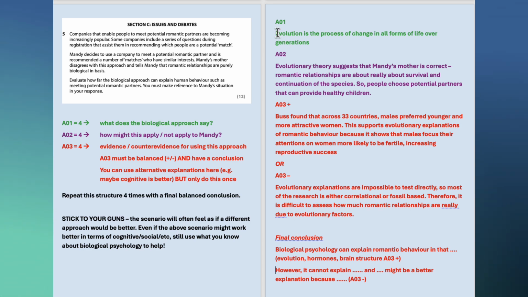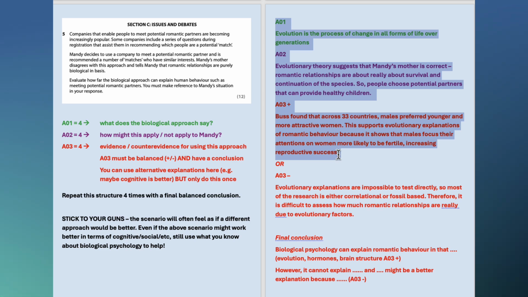So you would repeat this section, either with an AO3 positive or an AO3 negative, 3 times. Once you've done that, you come up with your final conclusion, summarizing your overall strengths and weaknesses in terms of how far it can explain what's going on in the scenario. And that's your final question for Unit 3.